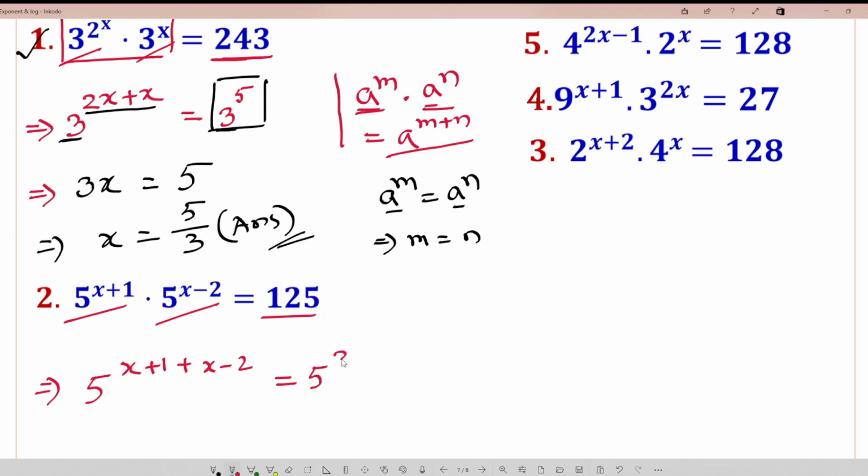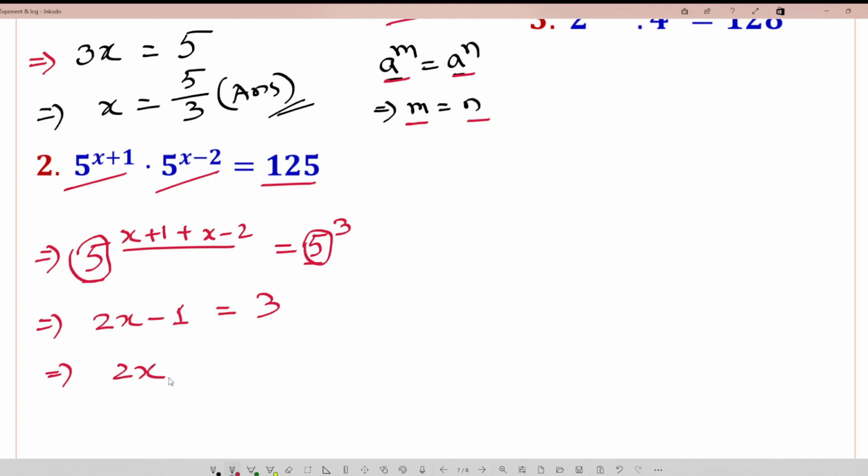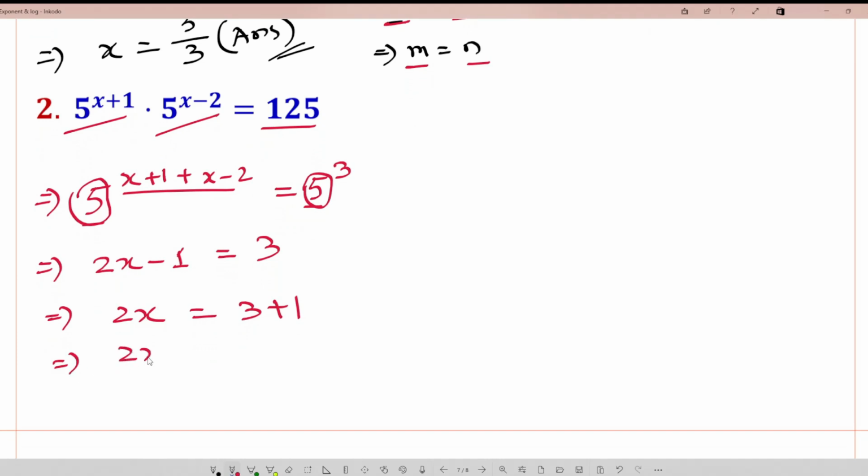We can write 5 to the power 3. Here also the bases are the same. We know a to the power m equals a to the power n means m equals n. So here the bases are the same, now the powers will be equal. Here x plus x, it means 2x, plus 1 minus 2, it means minus 1, equals 3. So 2x equals 3 plus 1, right? Now look, 2x equals 4. We can divide both sides by 2. So the answer will be x equals 2. Okay, done. This is our answer.